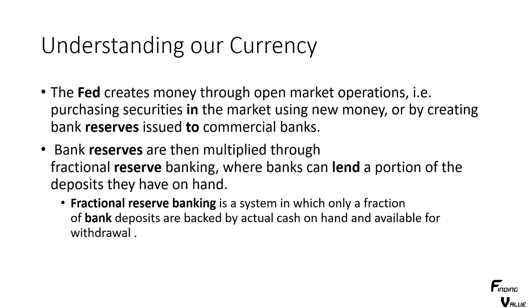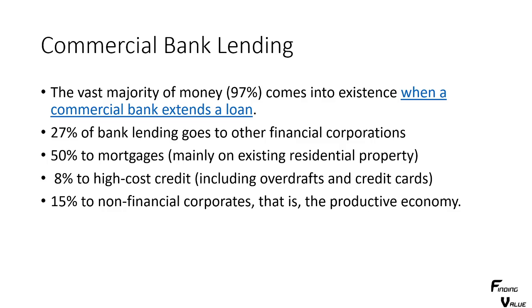So what is the majority of the commercial banking sector? Where do those loans go? And how can it expand our currency system? I know this seems kind of confusing if you've never heard this before. So with commercial bank lending, the vast majority of money, 97%, comes into existence when commercial banks extend a loan. That's where the majority of money comes from, 97% of it. Now, there are four things that these loans go to. I'm going to focus on the big one. The big one is 50% going to mortgages, mainly on existing residential property. So the majority of the loaning goes to mortgages on residential real estate.